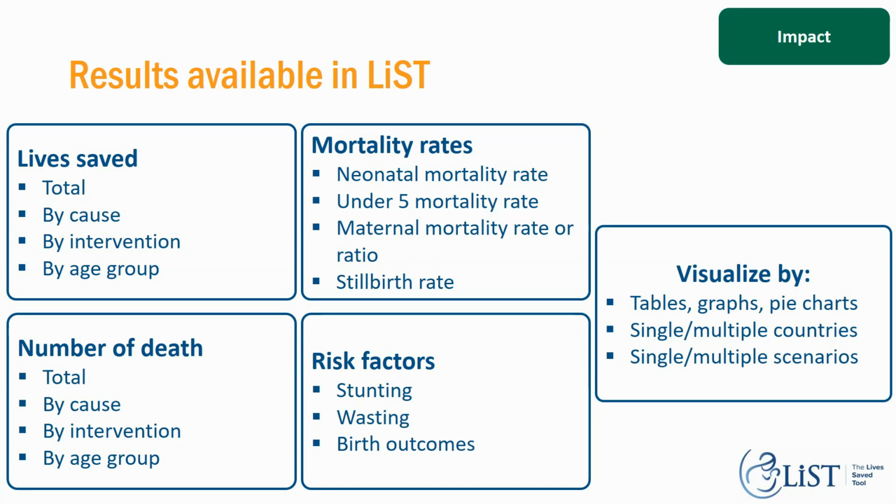And we actually have some nutrition-related outcomes as well, because that became a focus of our work in 2008. So we have some stunting, wasting, and some birth outcomes that we can look at in our results tab. We can visualize all of this information either in tables if we're just looking for numbers, graphs if we wanted to look at trends, and pie charts to look a little bit at distributions.